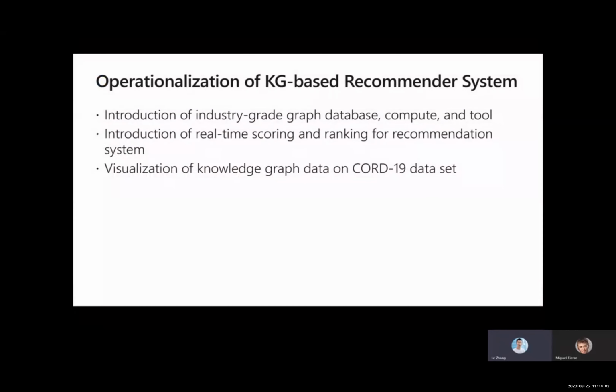So in this module, we will basically cover 3 topics. In the first part, we will give the audience a brief introduction about industry-grade graph databases and some tools for computing, including the commercial tools as well as the open source software tools. Secondly, the topic will cover an introduction to real-time scoring and ranking for recommendation systems for industry applications. The last topic of this part will be a visualization of the knowledge graph data on the CORD-19 dataset.